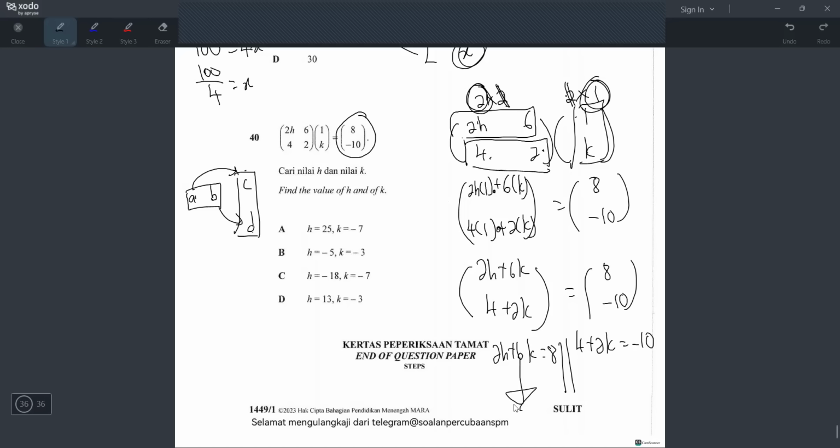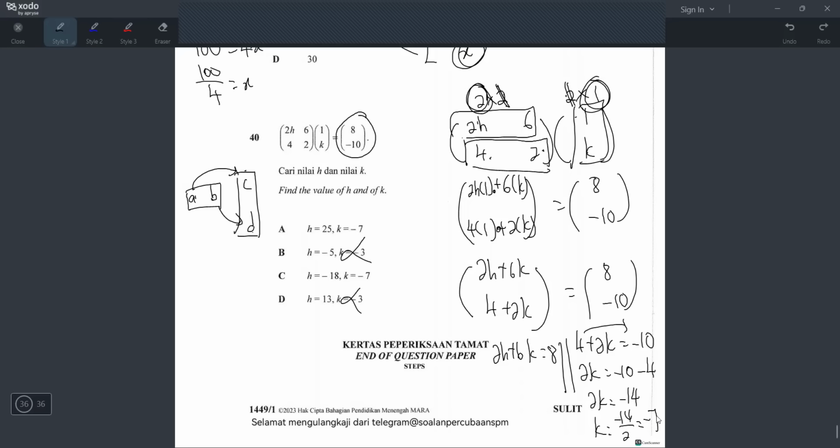This one we cannot do first because it has two unknowns, but this one we can do first. So we just pindah a bit. 4, when you move there, become minus. So negative 10 minus 4, you will get 2k equals negative 14. Use your calculator. And then negative 14 divide 2, which is negative 7. So you know B is wrong. D is also wrong. So it's either A or C, right?